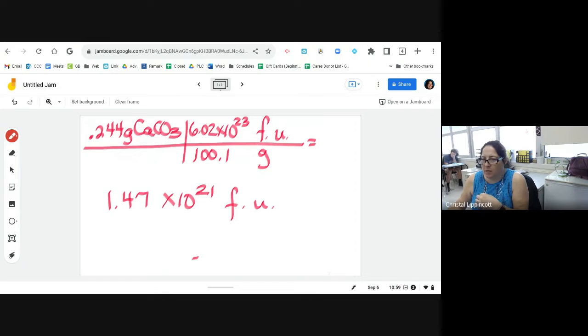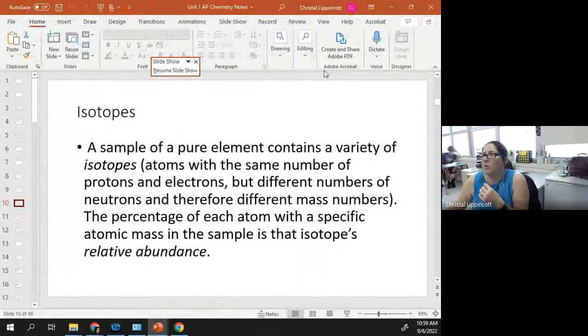Now we're going to start talking about isotopes. All right, so isotopes. A sample of a pure element is going to have a variety of these isotopes.